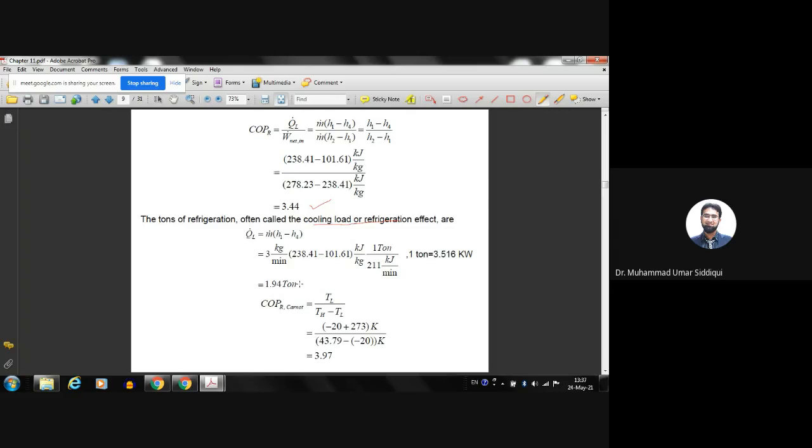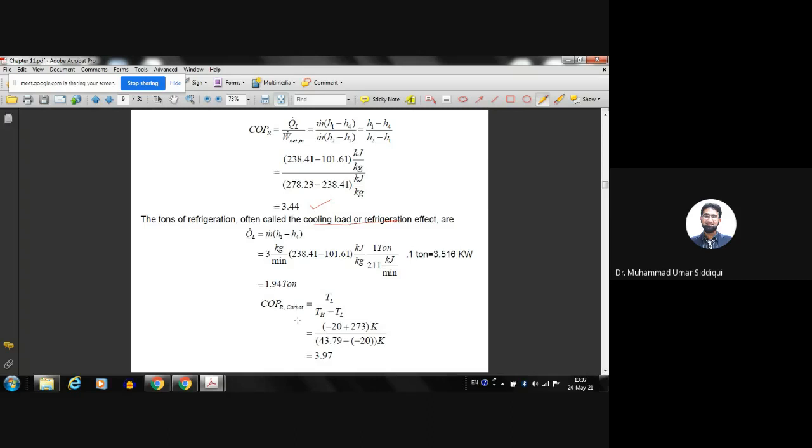So normally when you go to purchase an air conditioner, it is said, okay, 1 ton AC, 1.5 ton AC, or 2 ton AC. So this is the tons of energy, not tons of mass. So here, once you know the refrigeration load, the cooling load, just divide by 3.516, and it's going to give us 1.94 ton of refrigeration effect.